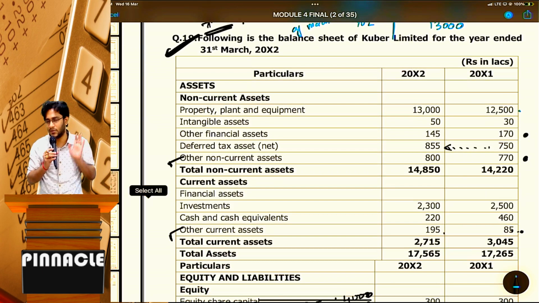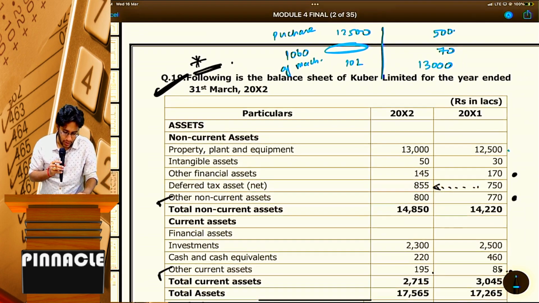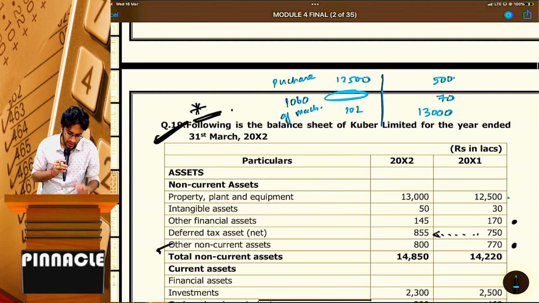In the IPCC sum, the difference is deferred tax and set off, that is there in IPCC, sir. Remaining is same to same. Okay, PP is over. Intangible asset, sir.